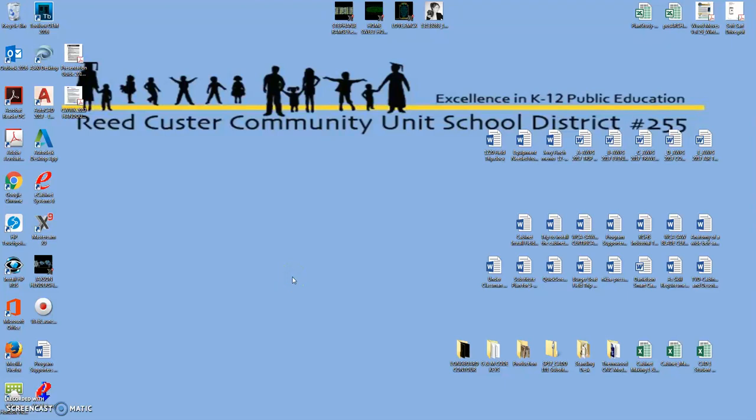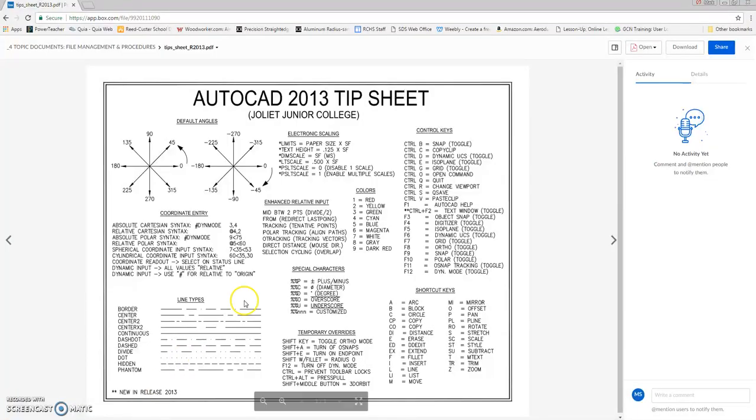During this video tutorial, we will be learning about coordinate entry and the three methods we will use in CAD class. So the first thing we'll do is open up our box.com, and go to the number 4 topic documents, file management procedures, and then open up the tips sheet file. You will find this AutoCAD tip sheet. Now it says AutoCAD 2013, but that's okay, some things don't change.